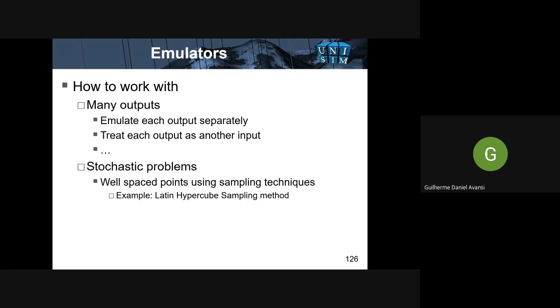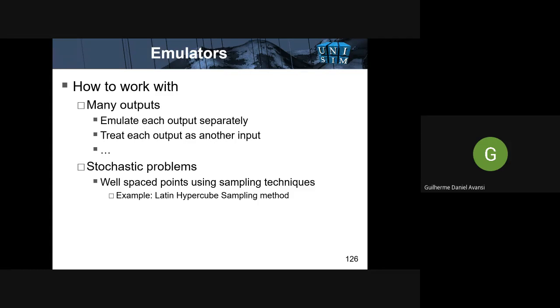So when we are talking about emulators, we have different types of problems. The first one is how to deal with many outputs. When we have many outputs, for example NP, WP, NPV, etc., we can emulate each one separately, or we can treat the output as another input. For example, when we have the geologic model, we are simulating porosity, permeability, etc. This porosity and permeability is an input of the reservoir simulator, but is an output of the geologic simulator. So we have different types of input and output.